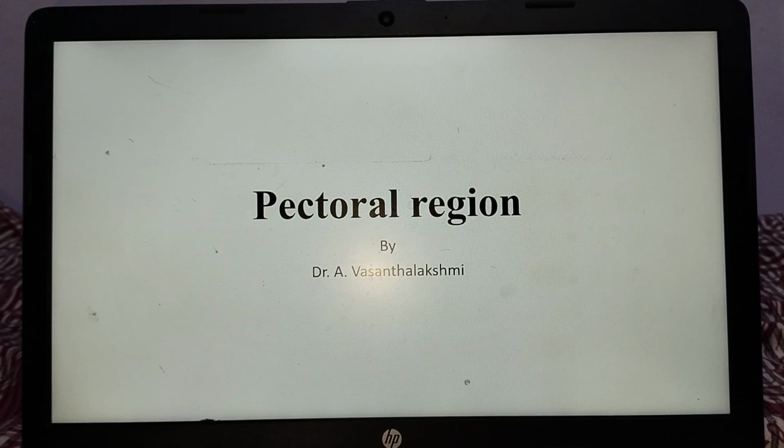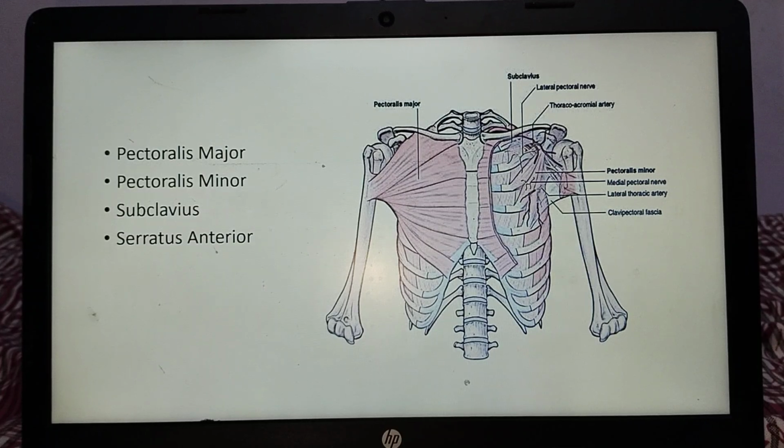Good evening students. Today we are going to see about the pectoral region. In the pectoral region we are finding the muscles.